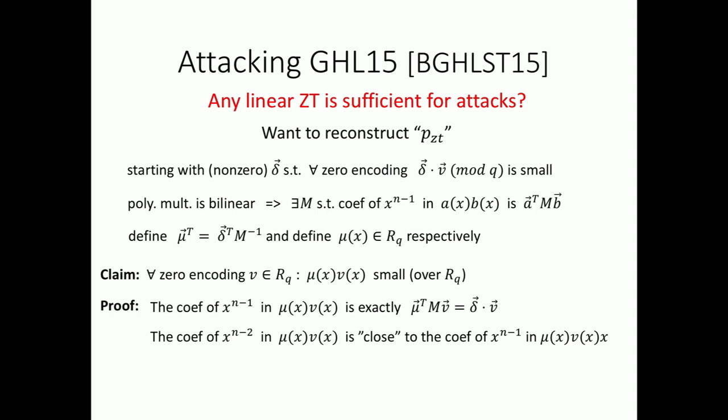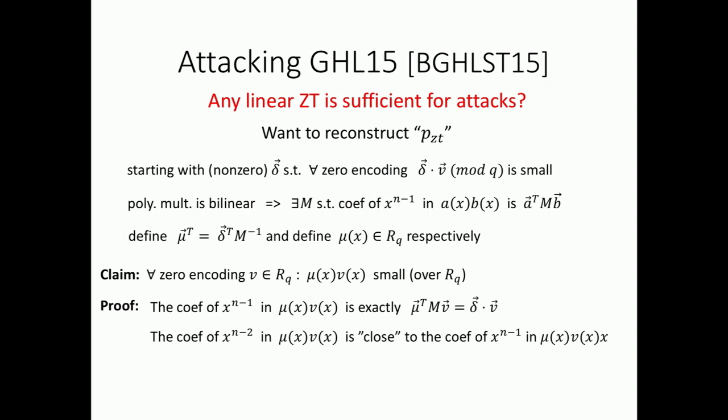So what can we say, for example, about the coefficient of x to the n minus 2? Well, the coefficient of x to the n minus 2 in mu times v is actually close to the coefficient of x to the n minus 1 in mu times v times x. Why? Because if I take mu times v and multiply it by x, then the coefficient of x to the n minus 2 takes a step to the right and becomes the coefficient of x to the n minus 1.